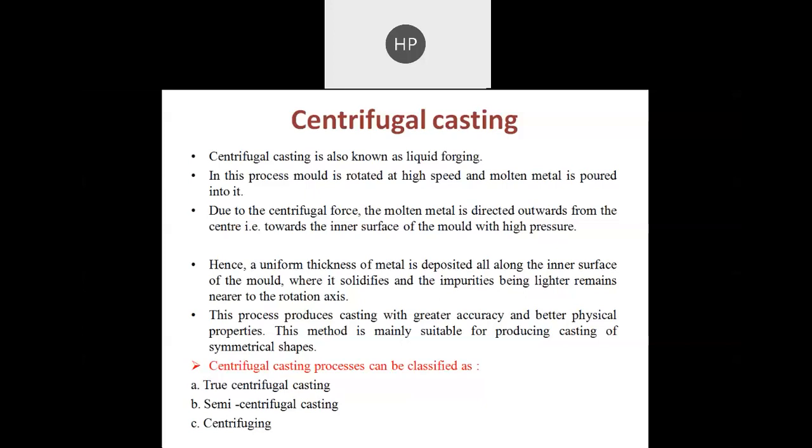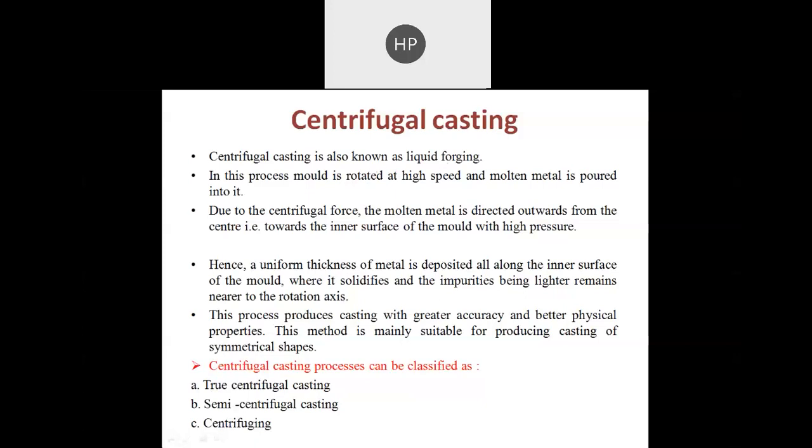So how does that centrifugal force come into the picture? When we have a certain mass which is rotating around its axis, whatever outward force is generated due to that is known as centrifugal force. So the same principle is being used in this casting process, and that casting process is formally known as the centrifugal casting process.